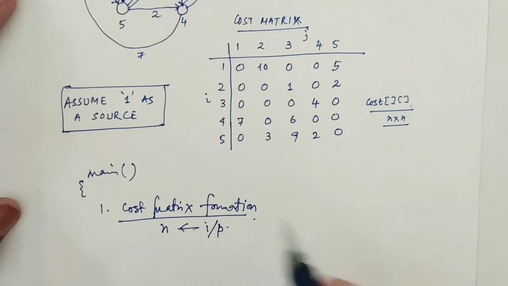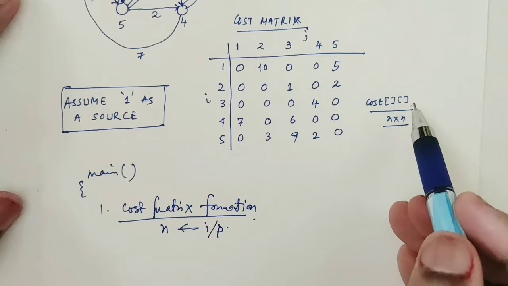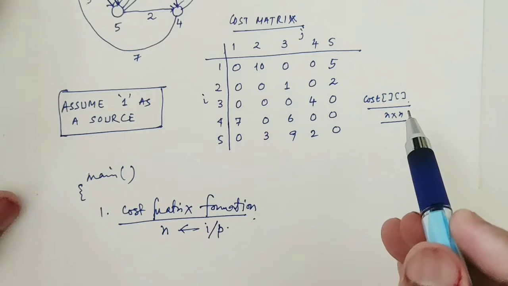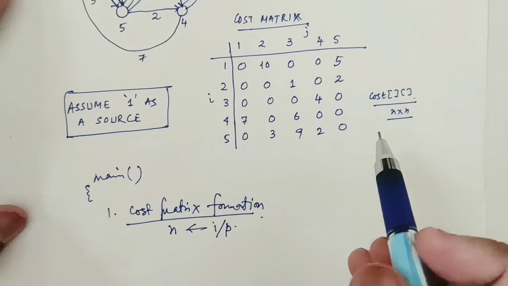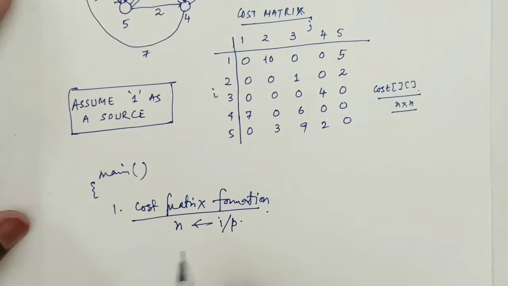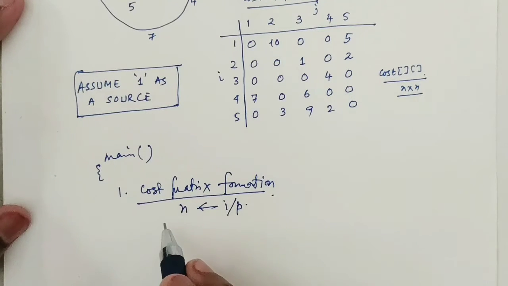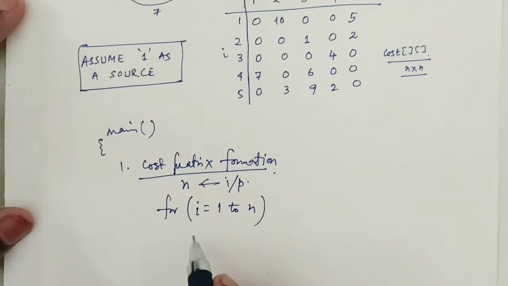Okay. And if the name of the cost matrix is cost, I request you to declare it as global, so that you need not pass this cost matrix as an argument to any other functions. So better to declare the cost matrix as global. So take the value of n from the user. Then you know it is a simple for loop structure, for i equals 1 to n. That is the outer loop.